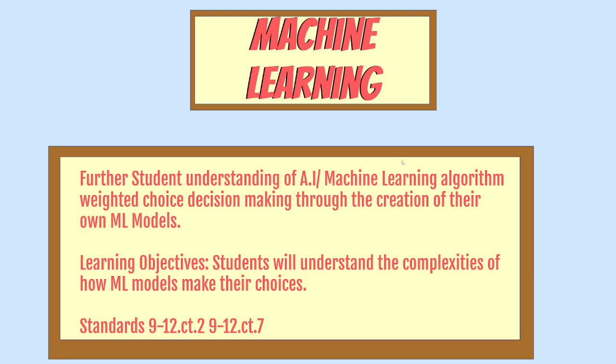I'm going to be doing a unit on machine learning, specifically weighted based decision making and machine learning models. It's going to involve students understanding the basic concepts of how machine learning algorithms make their choices, and then eventually building and scaffolding into a project where students will build their own machine learning model using Google Teachable Machines. So, the learning objectives: students will understand the complexities of how machine learning models make their decisions. And the standards that we're going to be covering are standards 9 through 12, CT2, and 9 through 12, CT7.